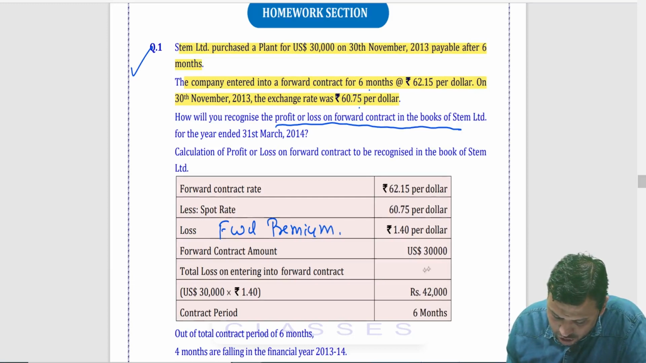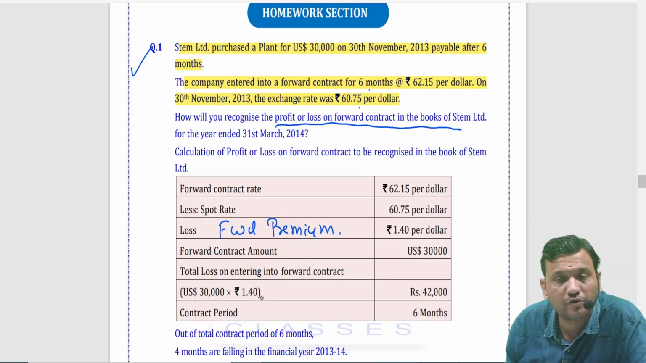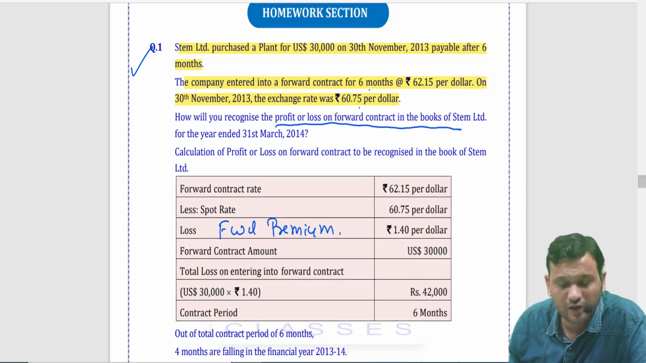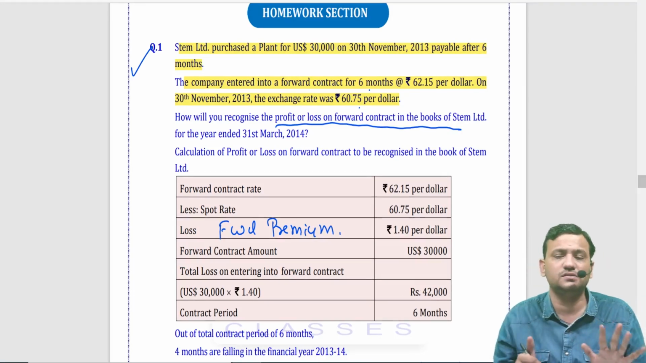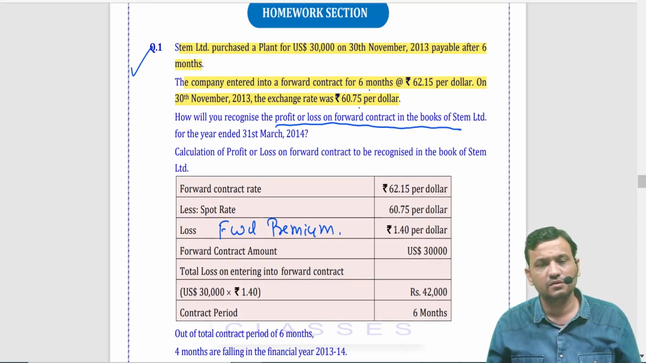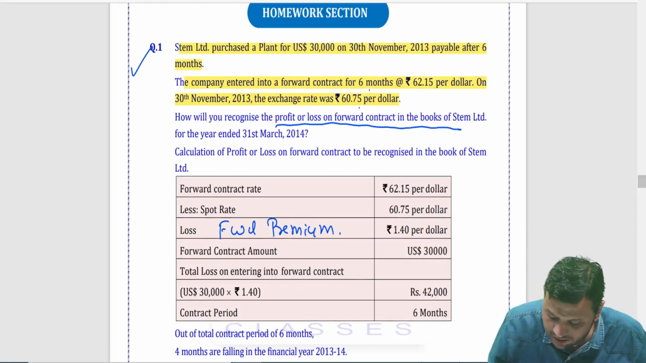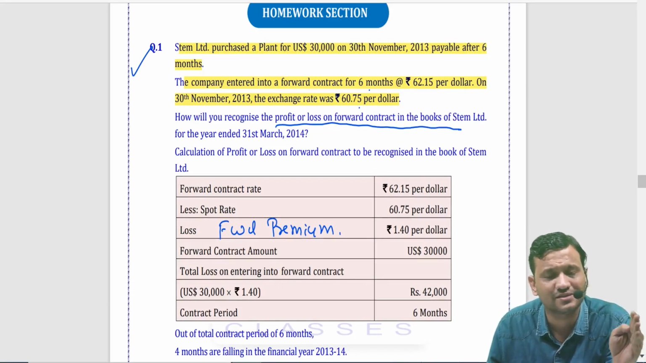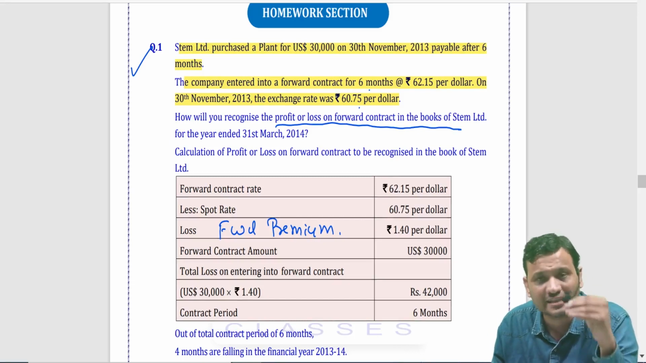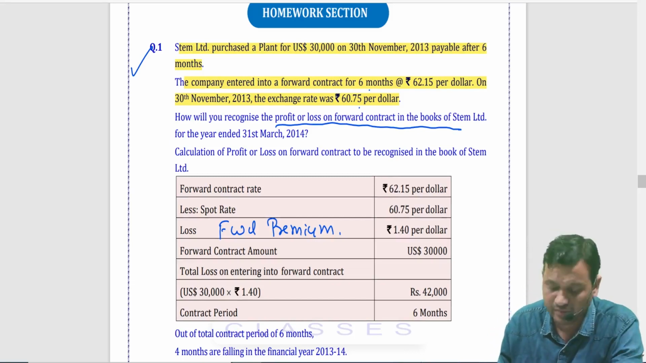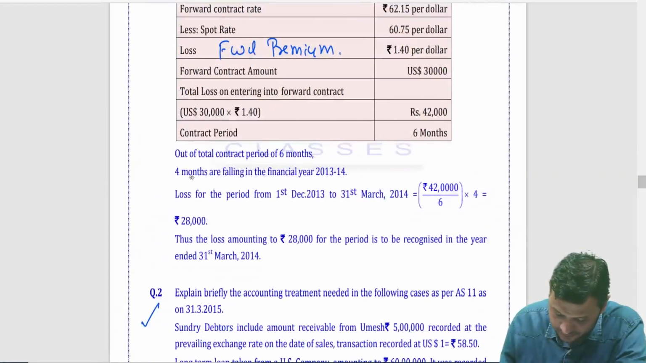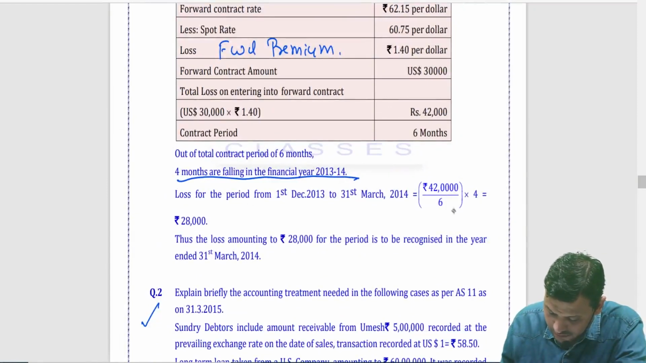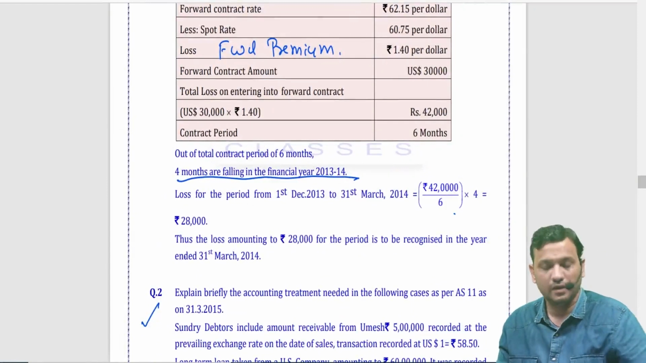It is 30,000 dollars. So the total loss on the contract is 30,000 into 1.40, 42,000. This 42,000 is my forward premium, or I can say loss on forward for 6 months. Out of this, can I say 4 months are in this year: December, January, February, March. So 42,000 into 4 by 6 will be expense for this year, and into 2 by 6 will be expense for next year. Clear?